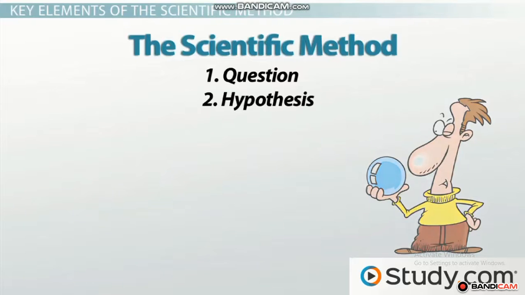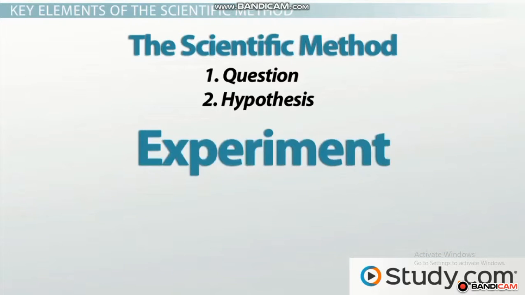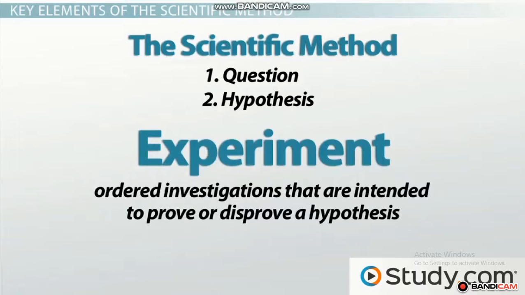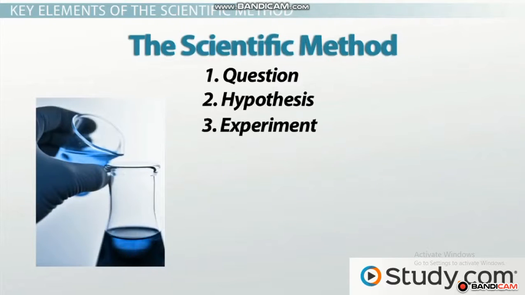The scientist's test is also called the experiment. Experiments are ordered investigations that are intended to prove or disprove a hypothesis. Important data comes from performing an experiment. The scientist has to make observations of the results that he gets from the experiment.